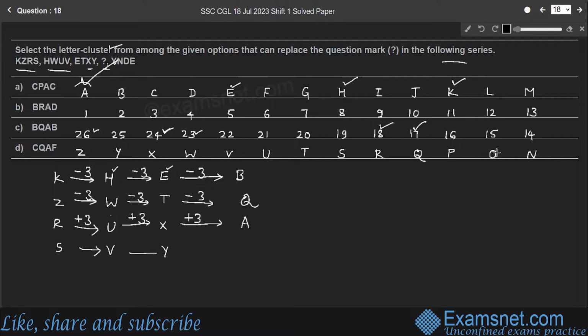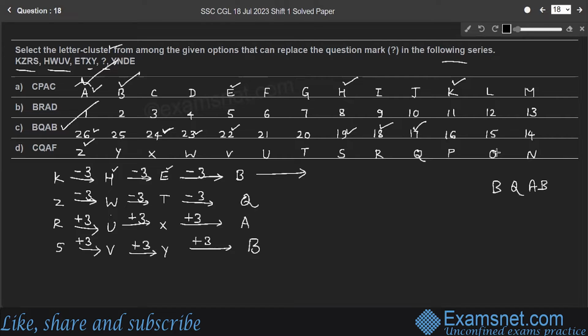Similarly, the last letters, right? So S and V. S is 19, V is 22. So S plus 3 is V, right? And V and Y, how are these two letters related? Again, add 3. V plus 3 gives Y. Similarly, Y plus 3. Y is 25. So plus 1 is 26, which is Z. Plus 2 is A, plus 3 is B, right? Therefore, Y plus 3 gives B. Therefore, fourth cluster is BQAB. So, option C is the right answer.